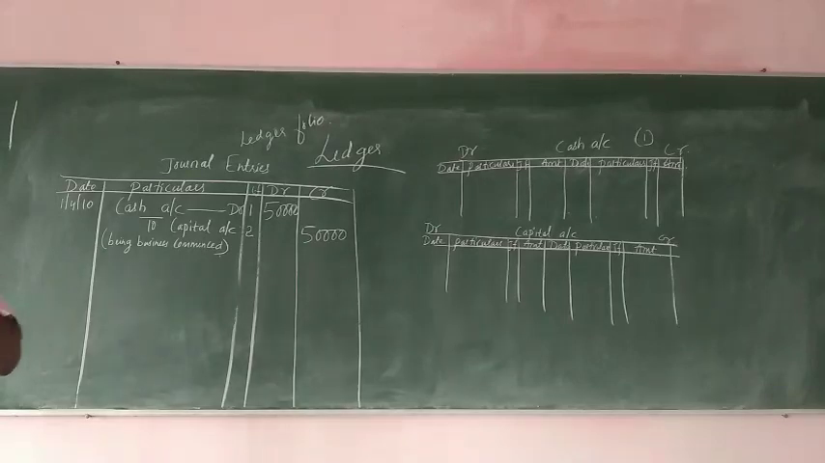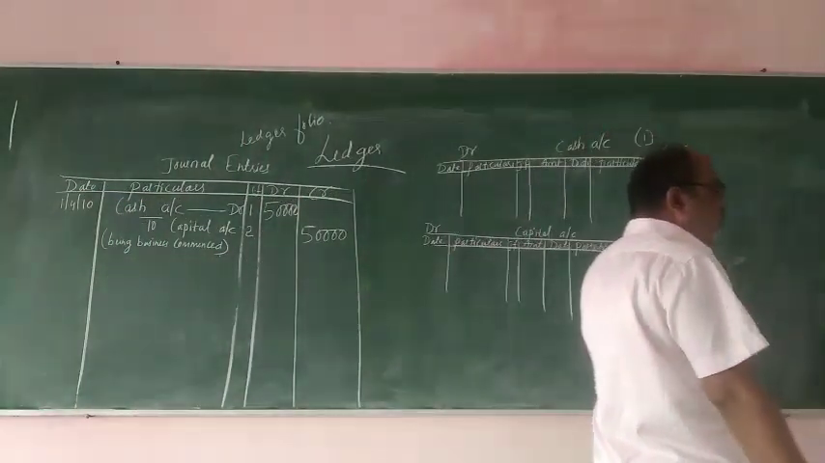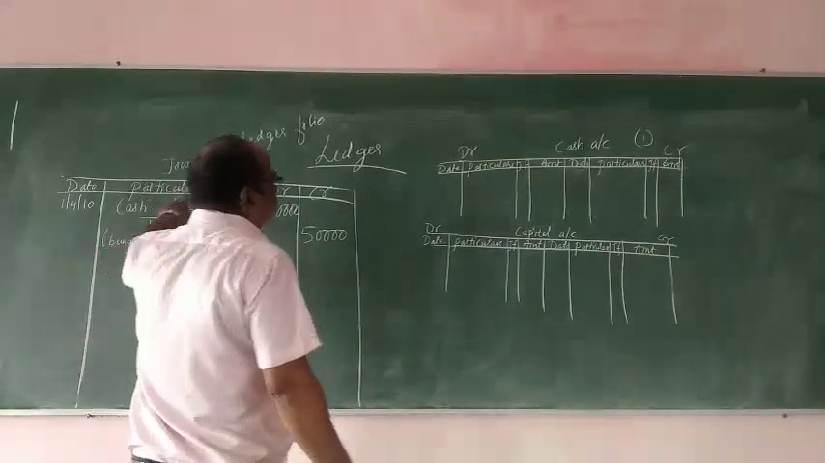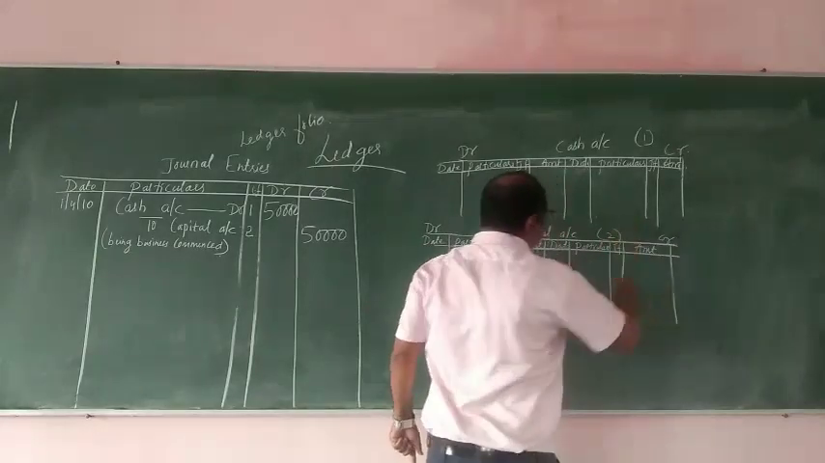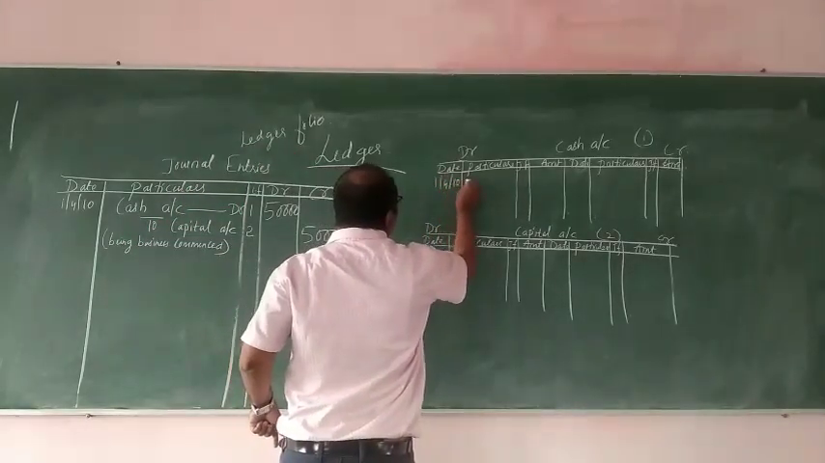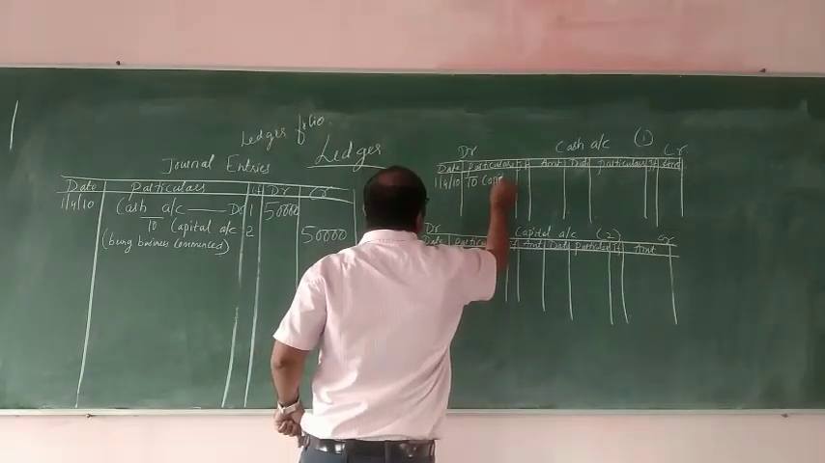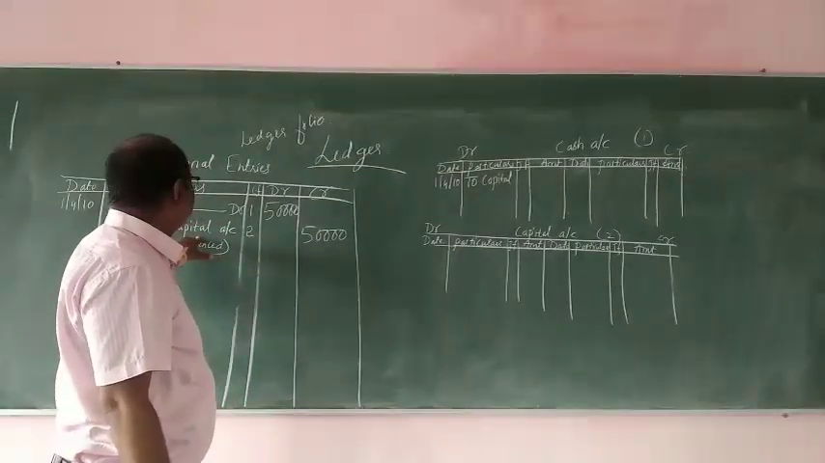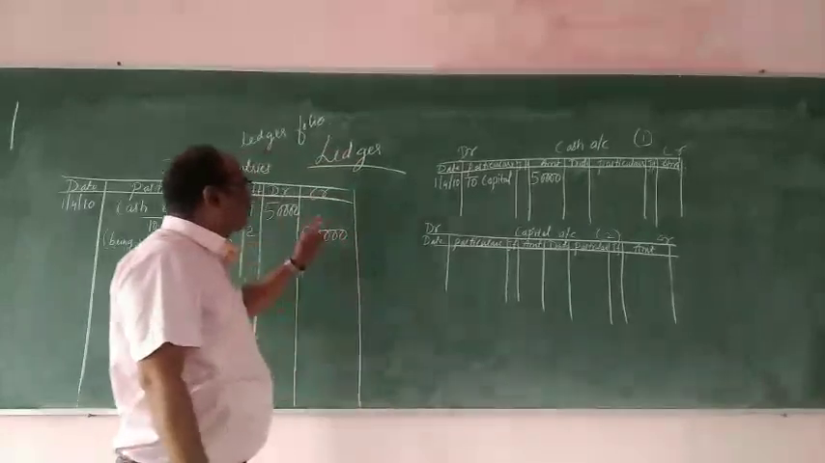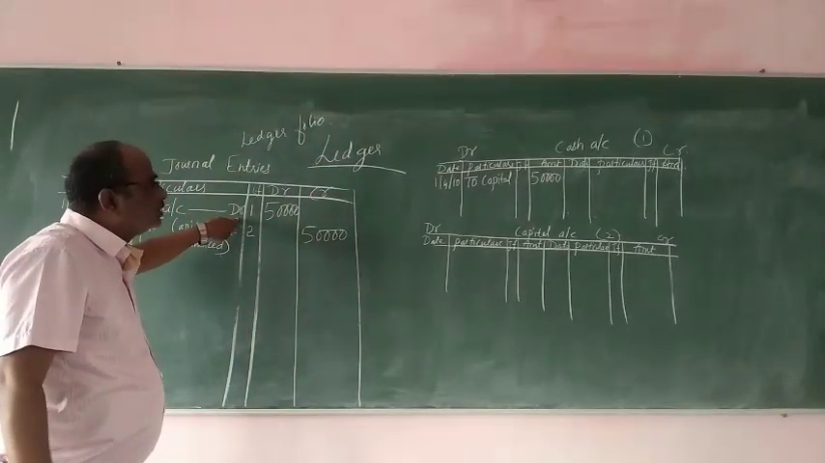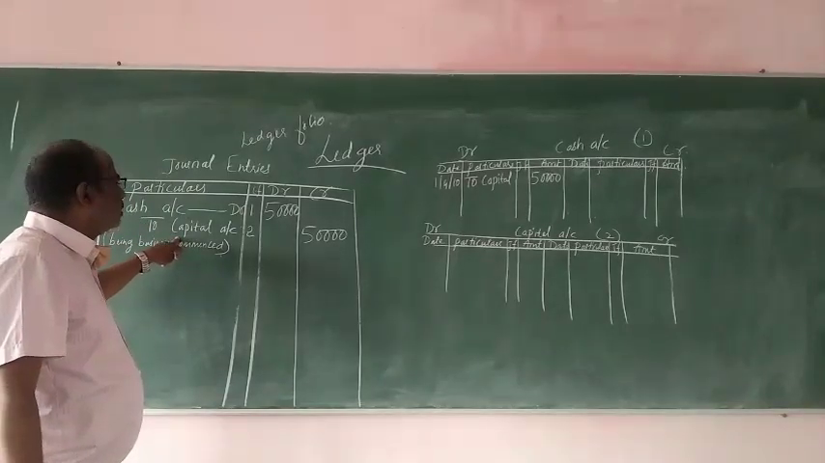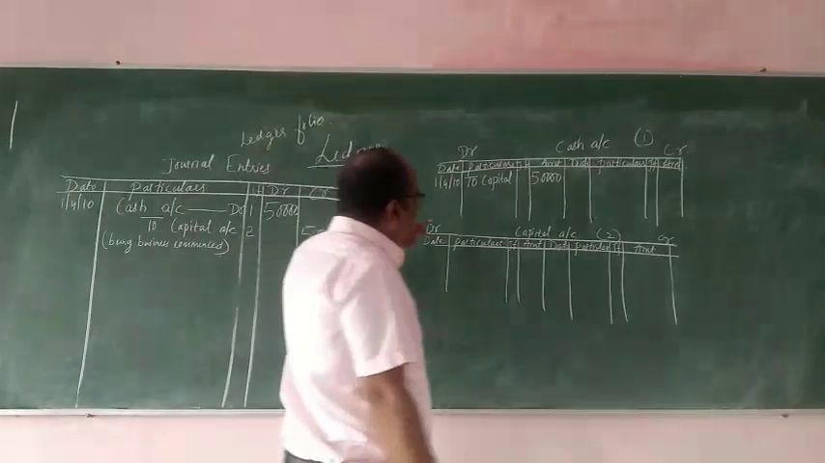So now we will do ledger posting. The transferring of a journal entry to the ledger is called posting. Here, cash account is debit. This is the cash account, page number 1, and this is page number 2, the capital account. Since the cash account is debited, go and write on the debit side, opposite to it, To Capital, 50,000. Now we have finished with the cash account: debit 50,000, and on the debit side I have written To Capital. And the capital account is credit, so come to the capital account.